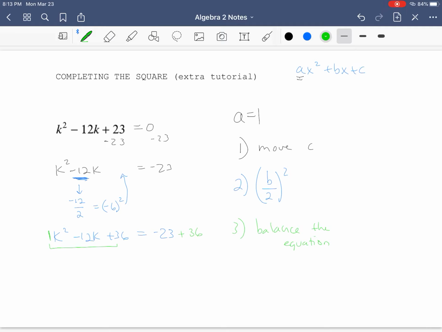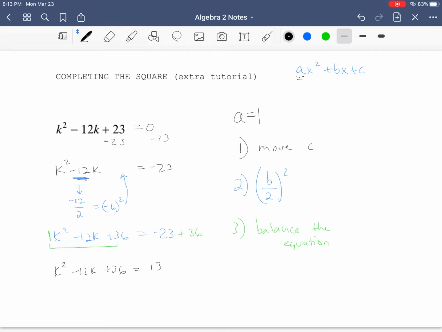And the reason I'm showing you that I'm multiplying by 1 is because sometimes you're going to have a number out in front. So you might take 36 times whatever number is out in front. Here it's just a 1, so it doesn't make a big difference, but in other problems, it will be a different number. So now we are going to have x squared minus 12x plus 36, and then I can go ahead and subtract 23 from 36, and I get positive 13.